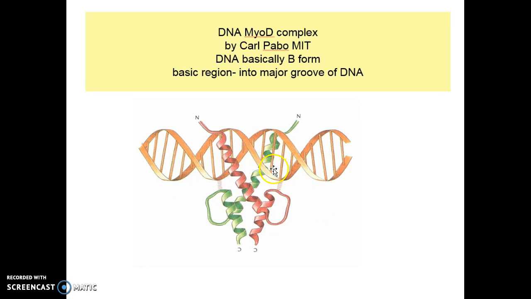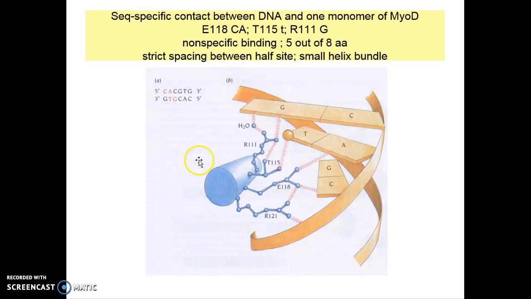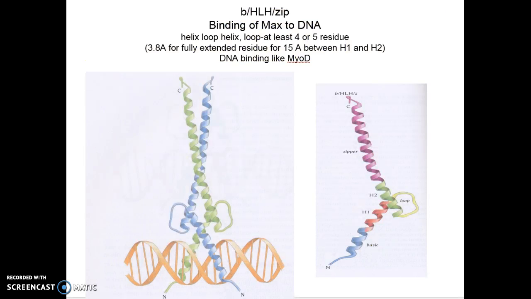This shows how they interact. It's very similar to the basic leucine zipper. The basic regions are involved in the DNA binding. Again, explaining the specific interaction and non-specific interaction between them here. And the next group will be bHLH zip, having two domains.